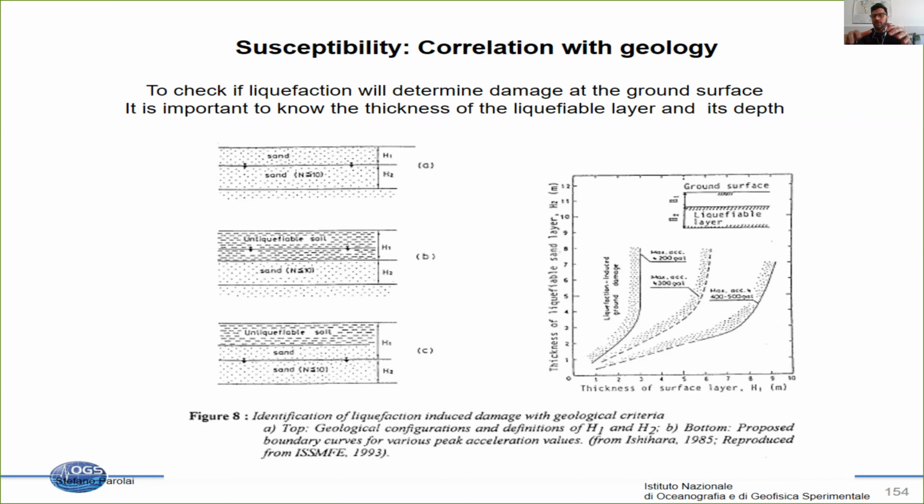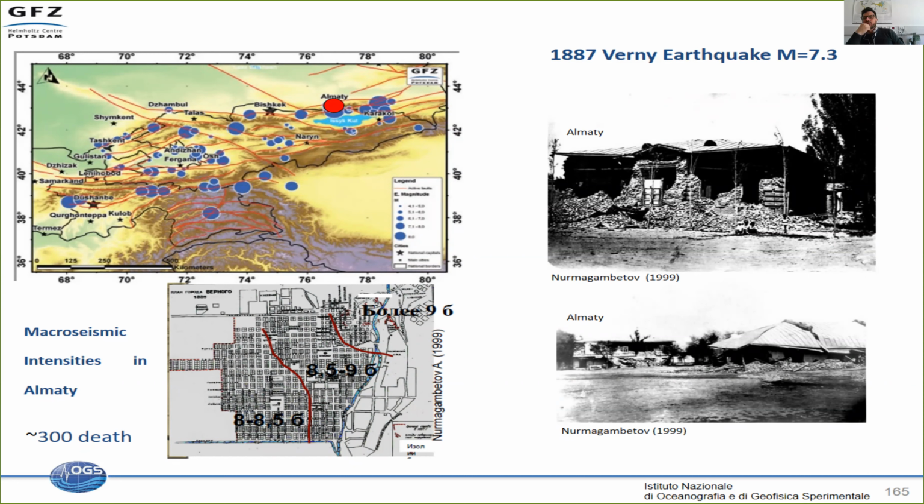In one of the earthquakes, maybe I have it here, this is really the example I was talking about before. This is an earthquake that happened 20 kilometers from Verny, which is Almaty nowadays. It was 1887, a very large earthquake, magnitude 7.3, which induced some liquefaction, but very small and only very close to the river. All the rest was large damage to the construction of the time.